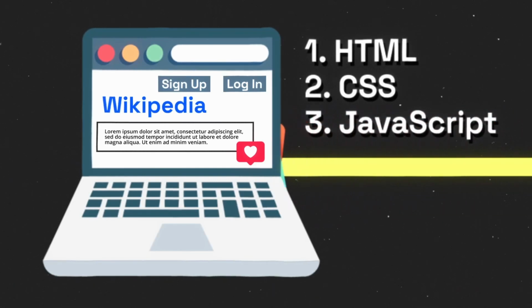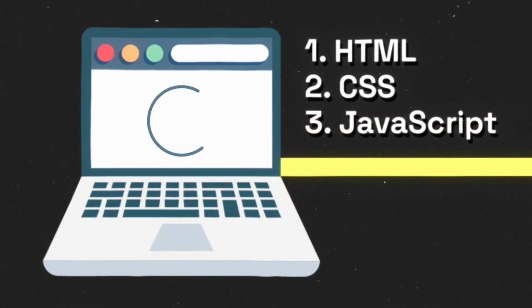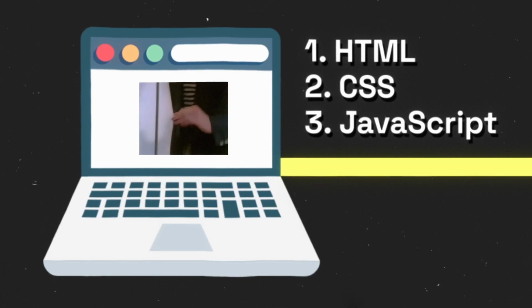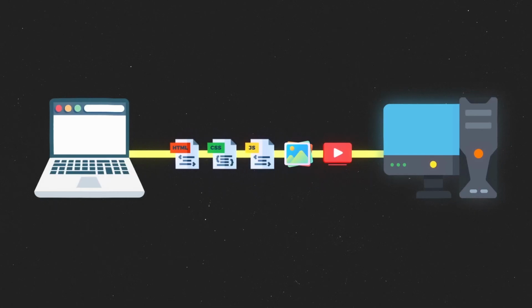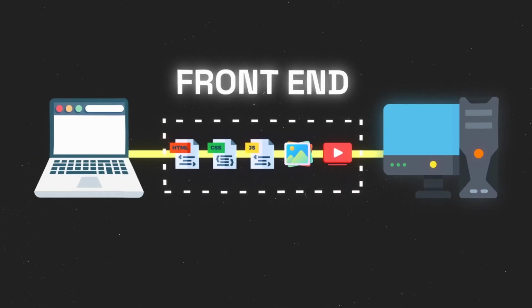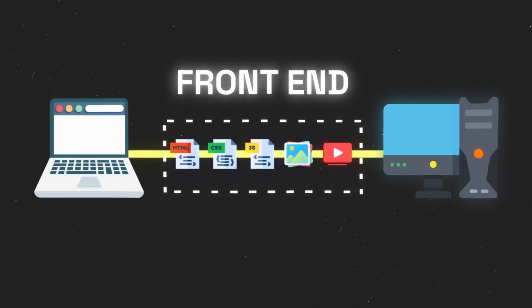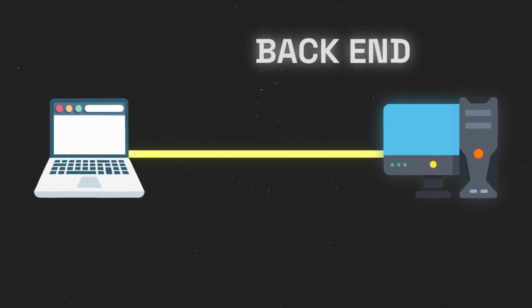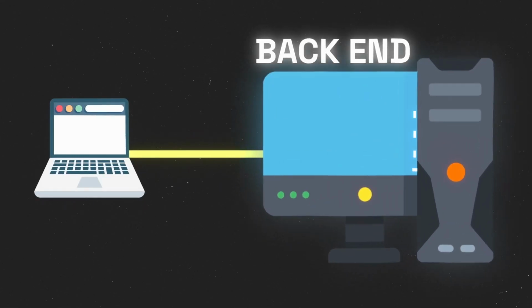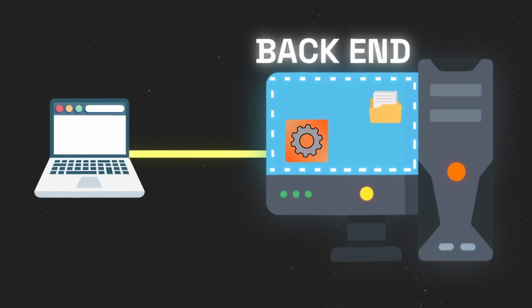The server may also send images and videos that will be displayed on the website. All these files that are sent to a client are called the front end of a website. And there is another part called the backend, which lives on the server. Let's have a look at how the backend works.